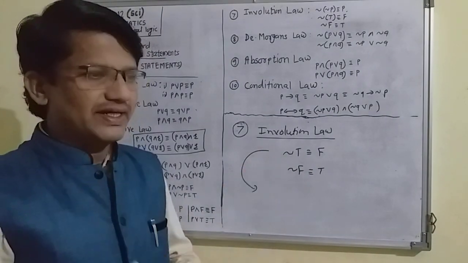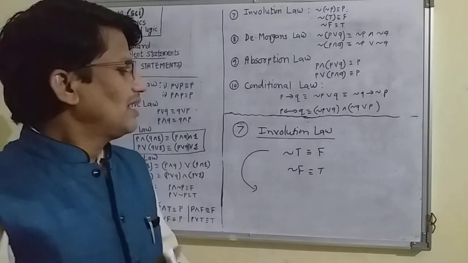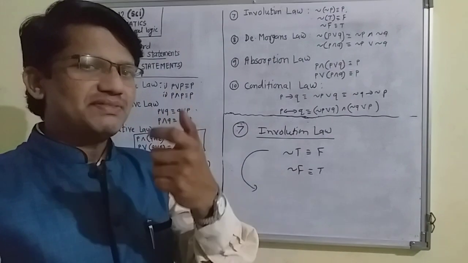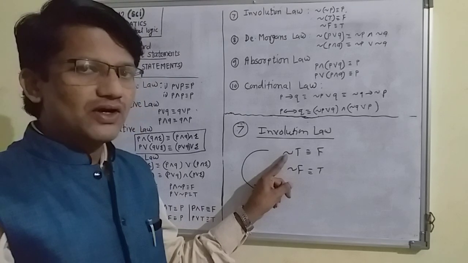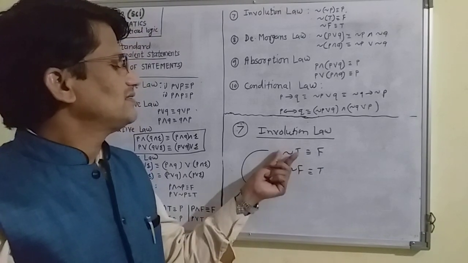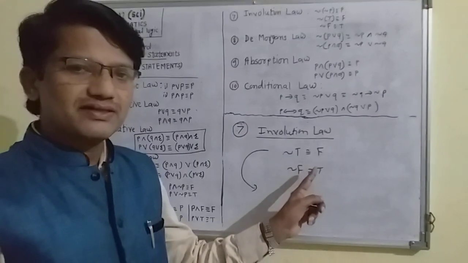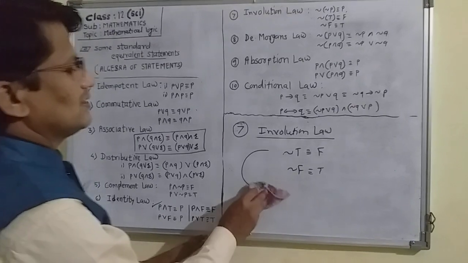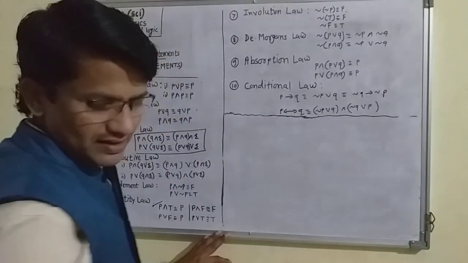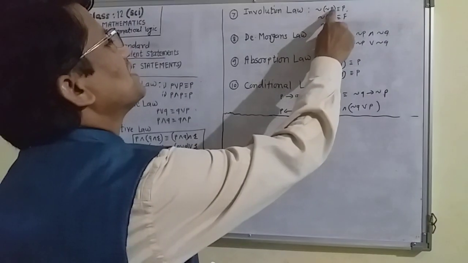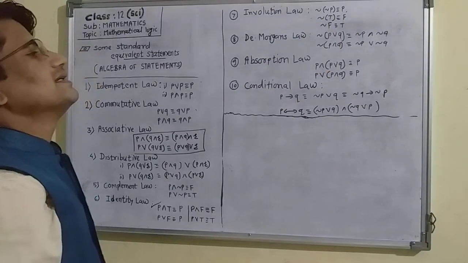I am giving one example. Sun rises in the east. But if I make the same sentence like this, it is not true that sun rises in the east, the result is F. Negation of true is false. Negation of false is true. These are the explanations related to the involution law. Simply understand: negation of negation of P is P. Negation of T is F. Negation of F is again T.